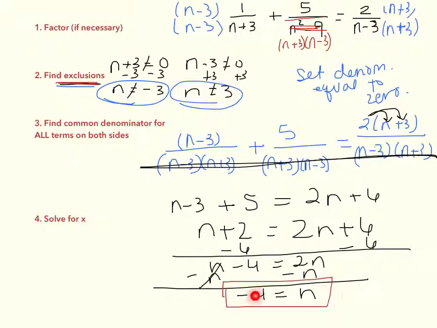N is negative 4, but you have to go back and look at those exclusions. It's okay because in this case, n can't be negative 3 or positive 3, and we're saying that n is negative 4. So that's okay. So we have an answer. N is negative 4. So remember what we did. We factored. We made all the denominators the same so we can cross them out. And then we had a much easier problem to solve. And don't forget to find those exclusions. In this case, it's all right. We ended up with an answer of negative 4.